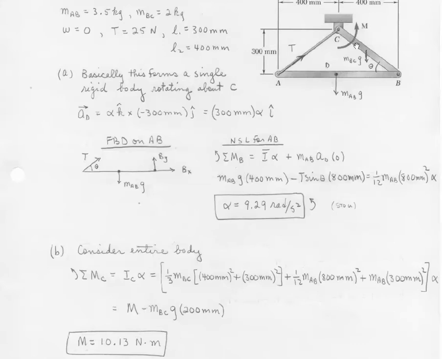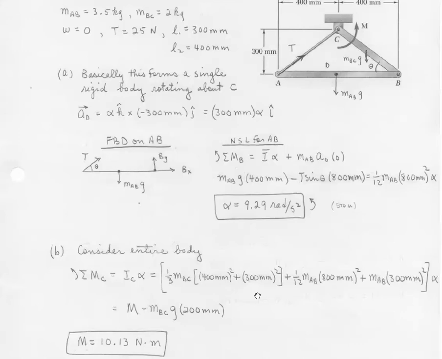And what's my L right there? Well, it's 400 squared plus 300 squared. And then I have a 1/12 m L squared for this term right here. So there's a 1/12 m_AB L squared. And then I have the parallel axis theorem to go m_AB times this distance squared, which is 300 millimeters squared, and then times alpha.